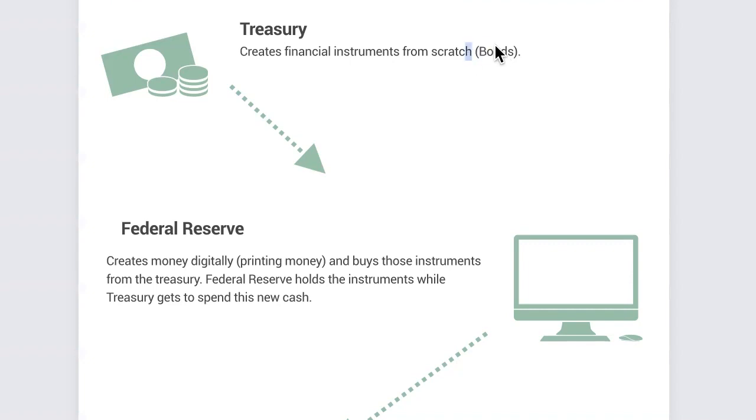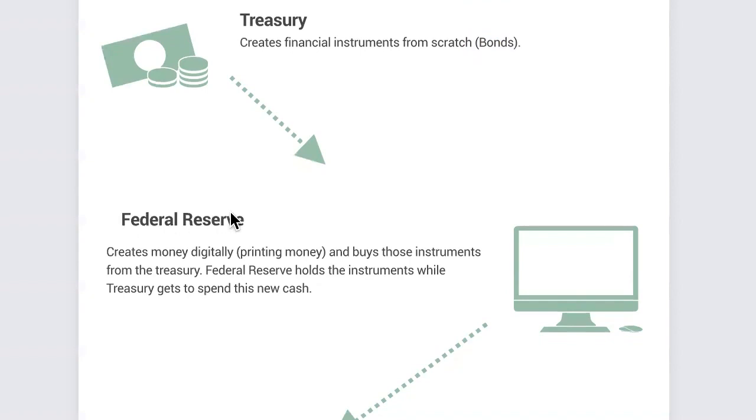They will create these bonds out of nowhere, okay? The Federal Reserve can create money out of nowhere. So Treasury can't create money. They can only take money from taxation. The Federal Reserve can actually make money out of thin air. So in the past, they would actually print it.